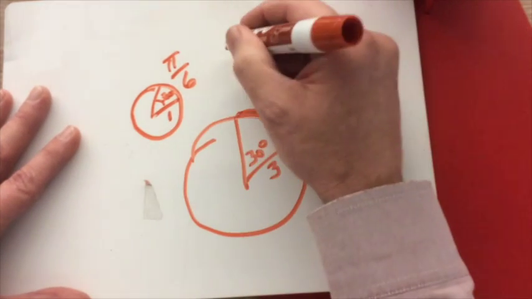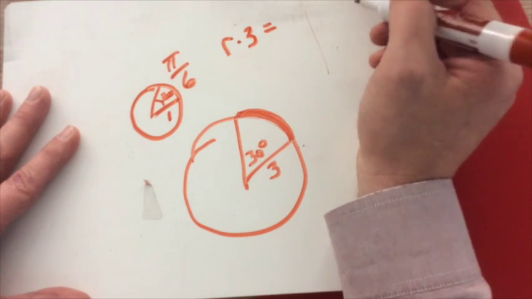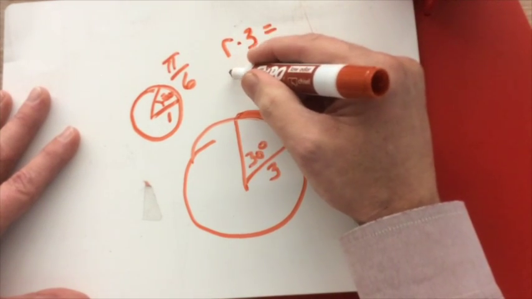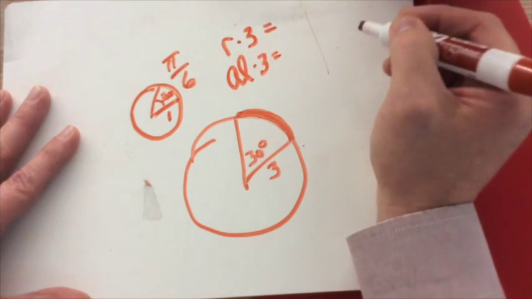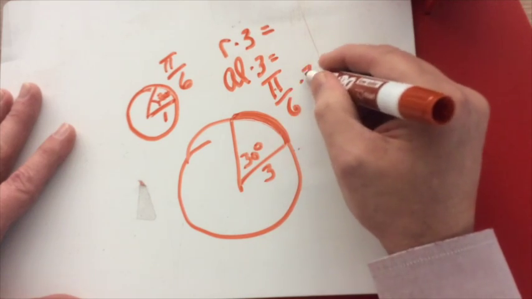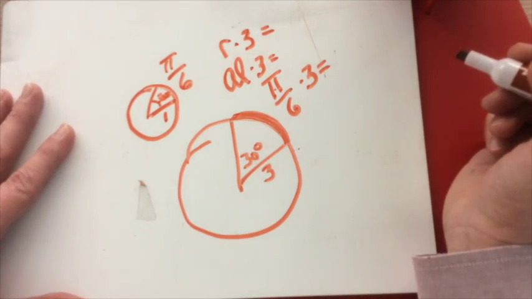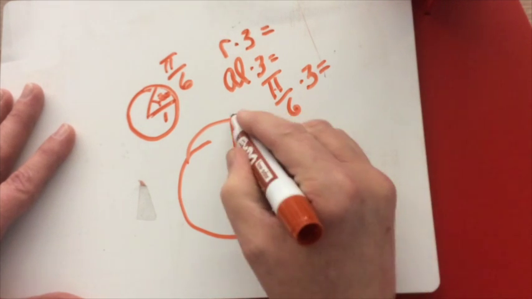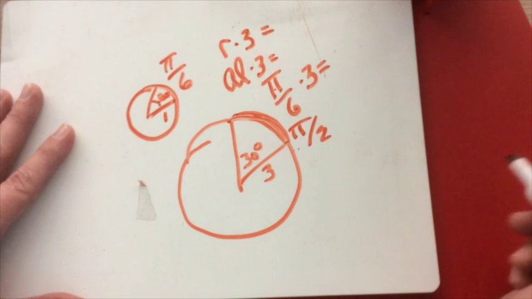I took the radius and multiplied it by 3, right? Now I have to take the arc length and multiply it by 3. Well, that's pi over 6 times 3. That's not pi over 18. That's 3 pi over 6, or 1 pi over 2, right? So this right here is pi over 2.